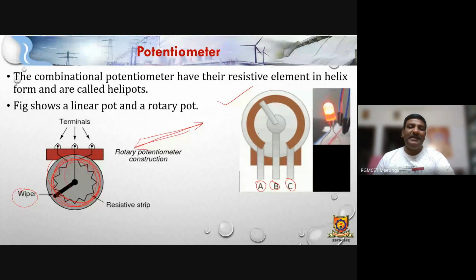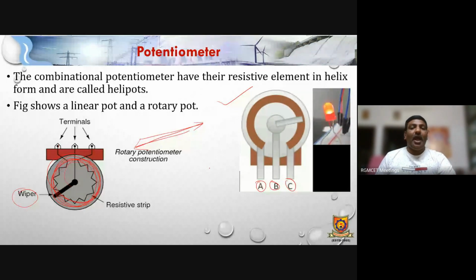The best example is in the laboratory, where you use potentiometers. Whenever you change the value of voltage in the RPS, the potentiometer is rotated in a circular manner. In a similar way, we can change the resistance. If the resistance changes, automatically the voltage and current will change accordingly, right?